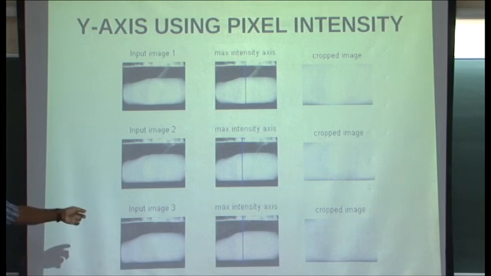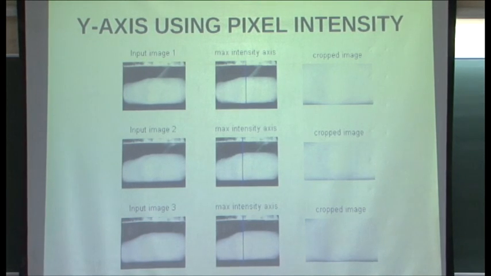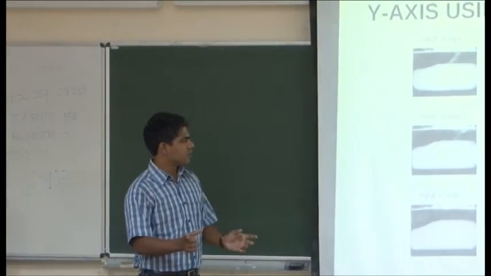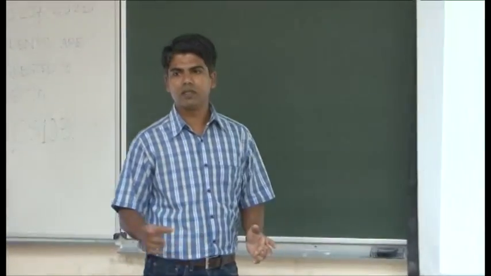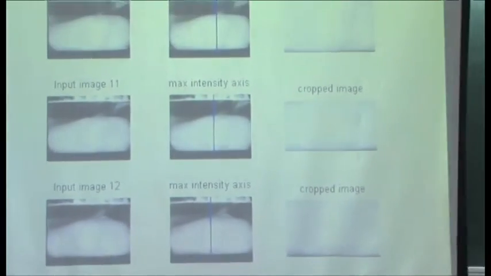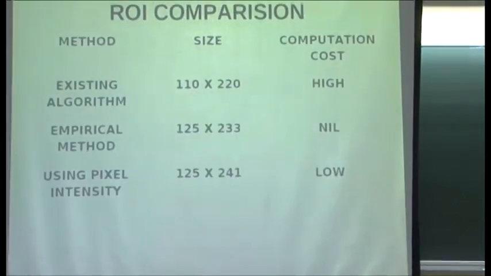Now, taking the central axis, I tried to do what they have done in the paper, taking the axis on 110 pixels on each side. But I felt that with 110 pixels I am losing some data, so I made it 120 on each side. So it is like 128 to 52, and this is the size here.